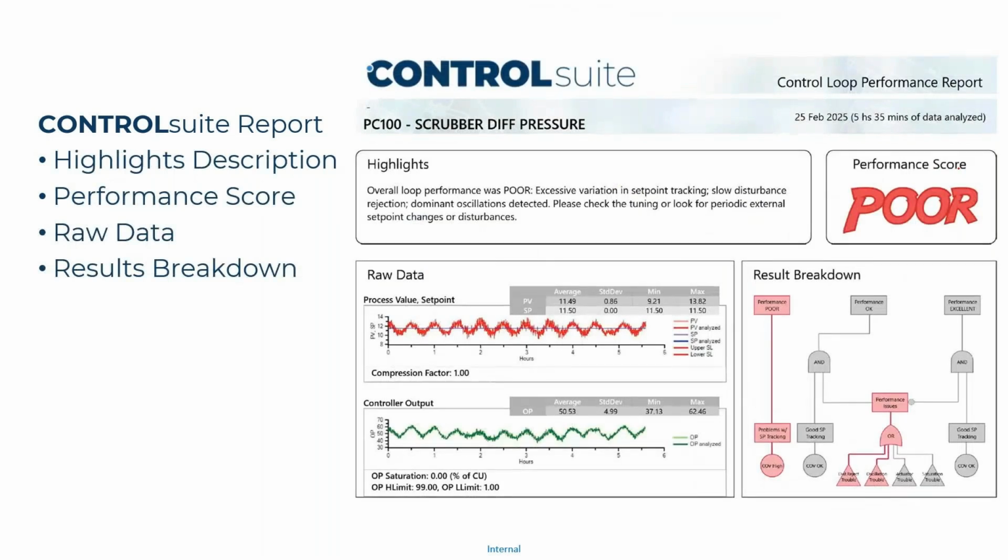In the raw data section, you can see that the process variable and controller output are swinging too much for steady state control. And on the right, you can see that in the results breakdown, the flowchart confirms all the information we just read. So let's explore this further to see if we can determine what is needed to improve the control of this loop.